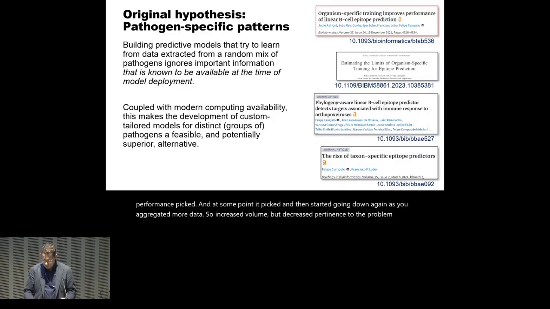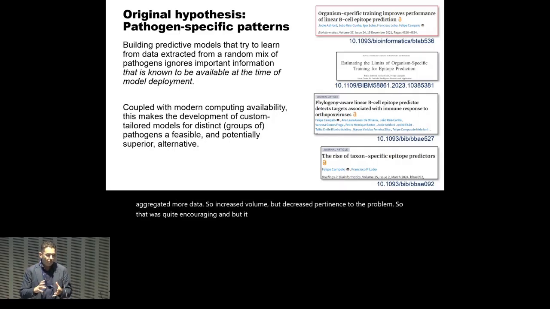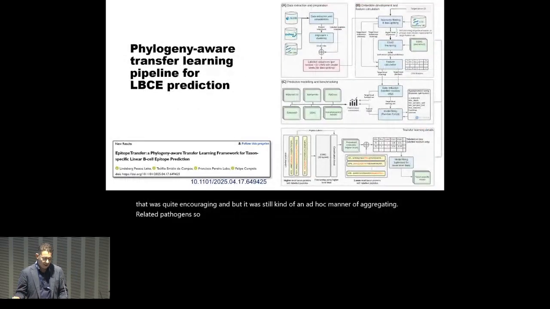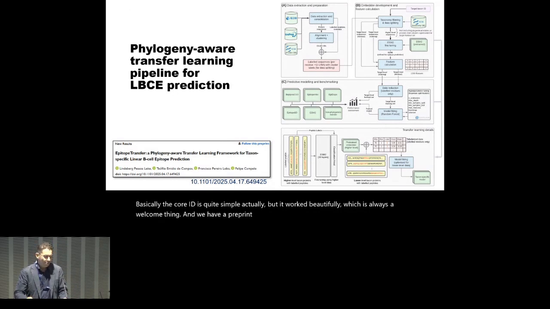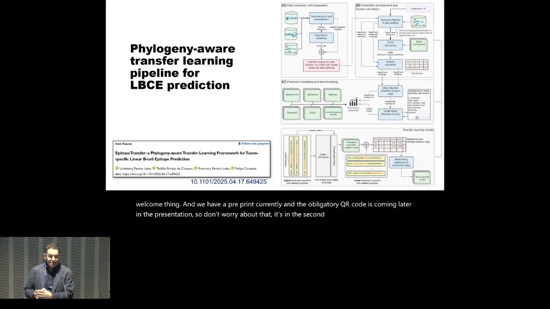So that was quite encouraging, but it was still kind of an ad hoc manner of aggregating phylogenetically related pathogens. So that led a PhD student that I co-supervised, Lindeberg Faria from the University of Brasilia down in Brazil, to try and explore the idea of phylogeny-aware transfer learning. Basically, the core idea is quite simple, actually, but it worked beautifully, which is always a welcome thing. And we have a preprint currently, and the obligatory QR code is coming later in the presentation, so don't worry about that. It's in the second round of revisions now. But the basic idea is quite simple.